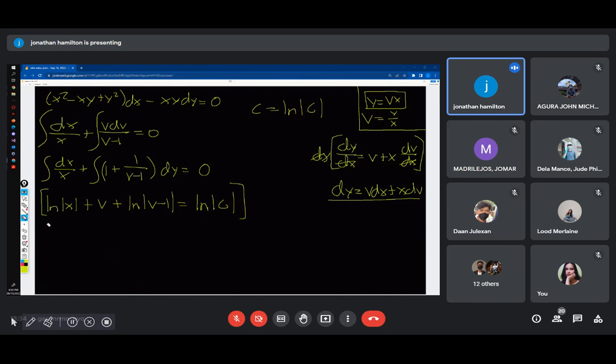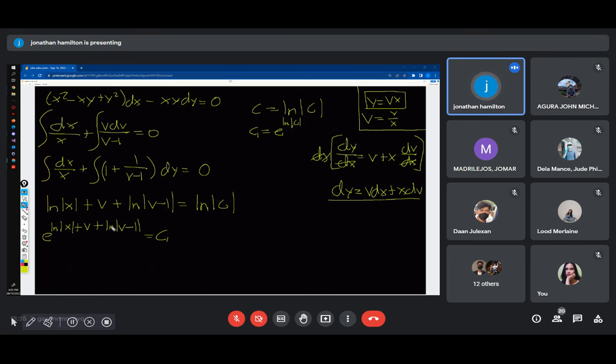Oh, wait, let's do the breakdown. So this becomes e raised to ln of x plus v plus ln of v minus 1 equal to e raised to ln of c. So again, e raised to ln of c, we could cancel this out, and this becomes our value c. So in our process, it can again become c. So we could also say this is c1 is equal to e raised to ln of c. Or if we go about it directly, we can see that it is still c.